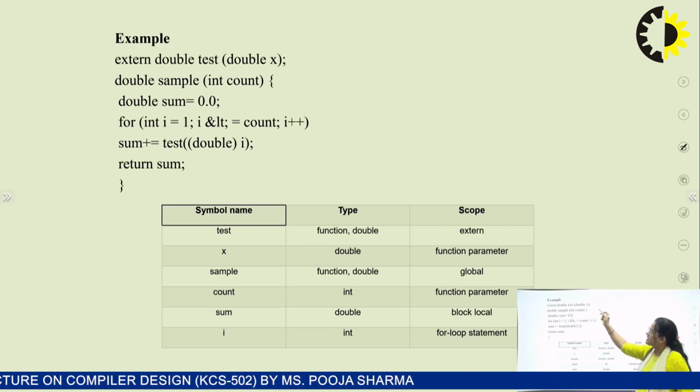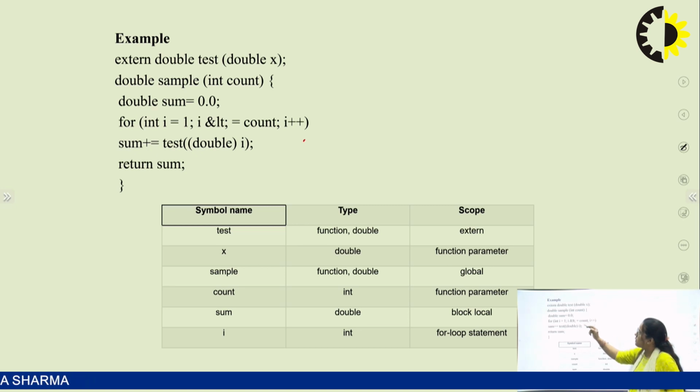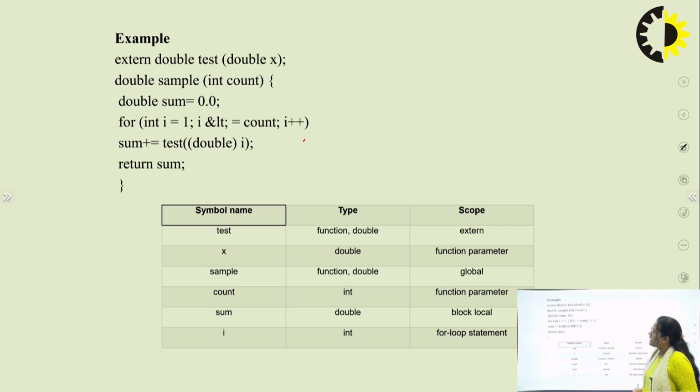Again, take one example. Extern double test, double x; sample, int count, and double sum equals 0.0; for int i equals 1; i less than or equal to count; i plus plus; sum equals sum plus test of double i; then return sum. So test is a function, and it returns a double value. Scope extern, x is of type double, and it is a function parameter. Sample is also a function, and it returns a double value. And its scope is global, count is an integer value, sum is double, and i is an integer.